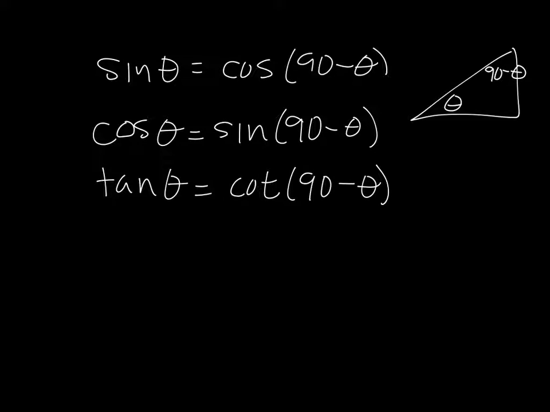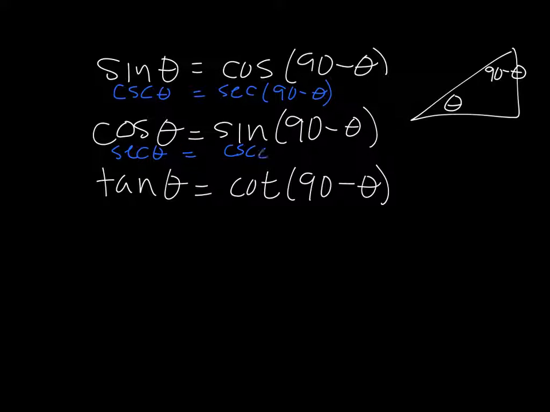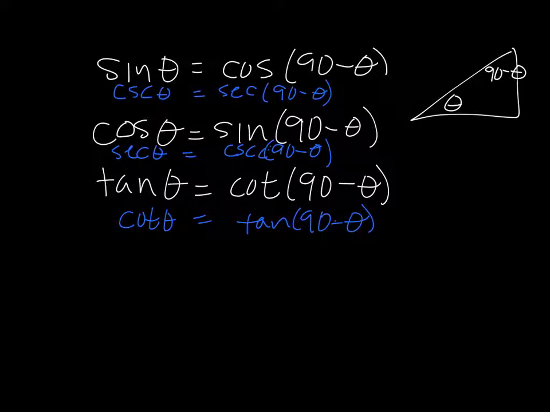And then the same goes for their reciprocals. Okay, so this is the cosecant equals the secant of the other guy. Secant of one equals the cosecant of the other guy. And then the cotangent equals the tangent of the other guy. And this is cofunctions. And so you'll see this in board problems and all over the place, but that is the nitty-gritty of it.